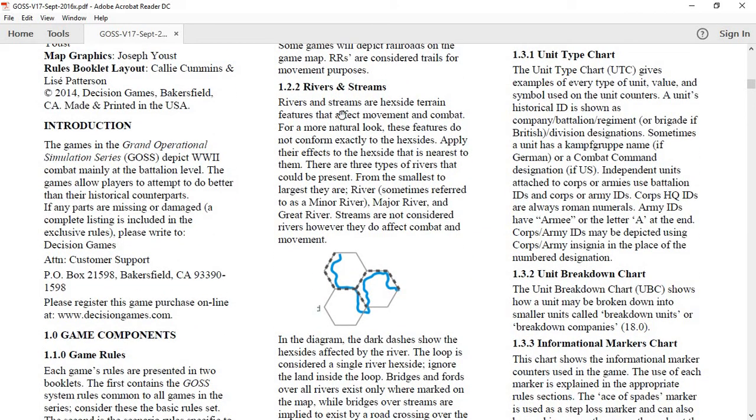Rivers and streams. Rivers and streams are hex-side terrain features that affect movement and combat. For a more natural look, these features do not conform exactly to the hex sides. Apply their effects to the hex side that is nearest to them. There are three types of rivers that could be present. From the smallest to the largest, they are river, sometimes referred to as a minor river, major river, and great river. Streams are not considered rivers, however. However, they do affect combat and movement.